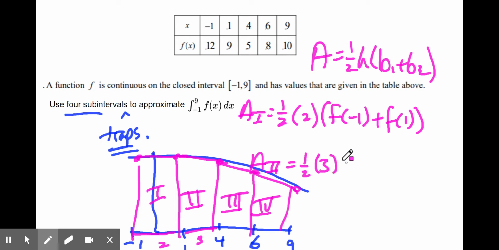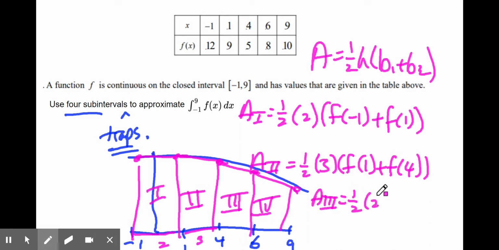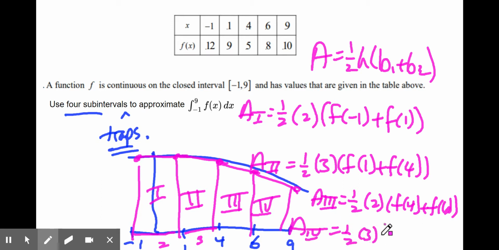The height is 3. F of 1 plus f of 4. Next one is 1/2 of 2, f of 4 plus f of 6. And finally, 1/2 of 3, f of 6 plus f of 9. Okay, so we'll just calculate this one up here real quick.